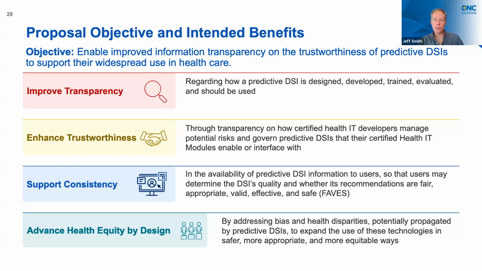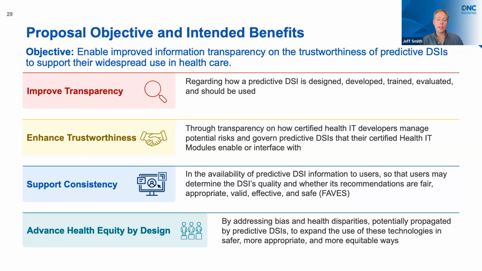So we talk about predictive decision support interventions. Think of DSIs as a broader concept than clinical decision support. So it does include clinical use cases, but it could include administrative or public health or other use cases. Our proposals in this section are really intended to improve transparency, enhance trustworthiness, support consistency in the availability of information around predictive DSIs. And this would allow users to determine the quality of the DSI that's in front of them. And we define quality as those predictive models that are fair, appropriate, valid, effective, and safe, or FAVES.